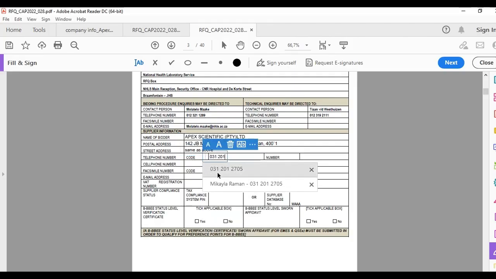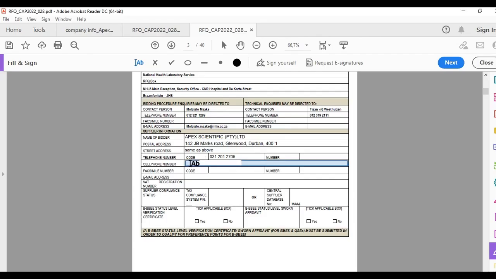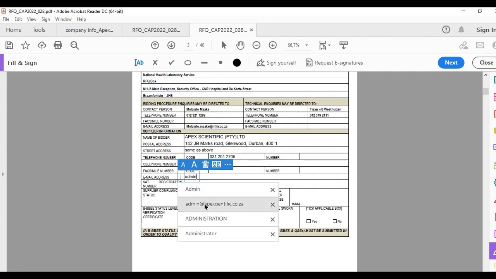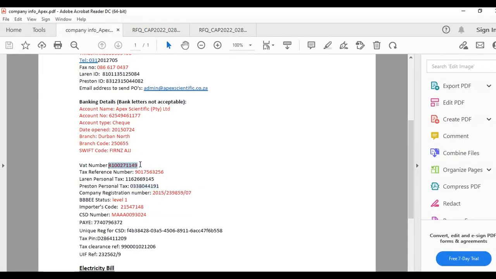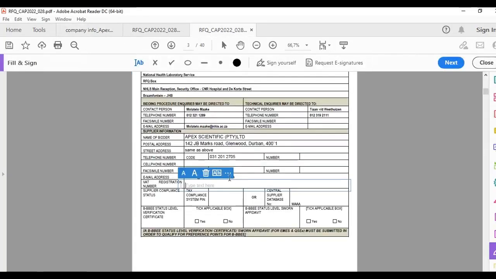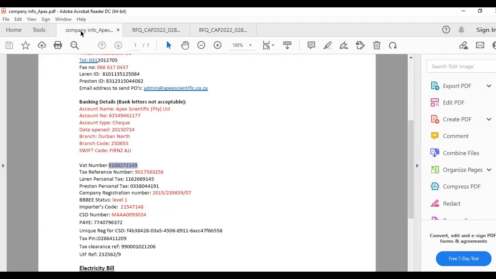As you can see, mine comes up automatically here. You can leave the cell phone number blank, or if you have a sales rep's cell phone number that you want to add, you can add it in there. Email address, you can add in your email, the sales rep's email address or the contact person for this tender. I'm just going to use an admin one for now. Our VAT registration number, like I said, you'll get that from the company information document. There's our VAT number here, so you can just add that in. Okay, supplier compliance status, then you put our tax PIN or our CSD number. I'm going to use our CSD number in this case.